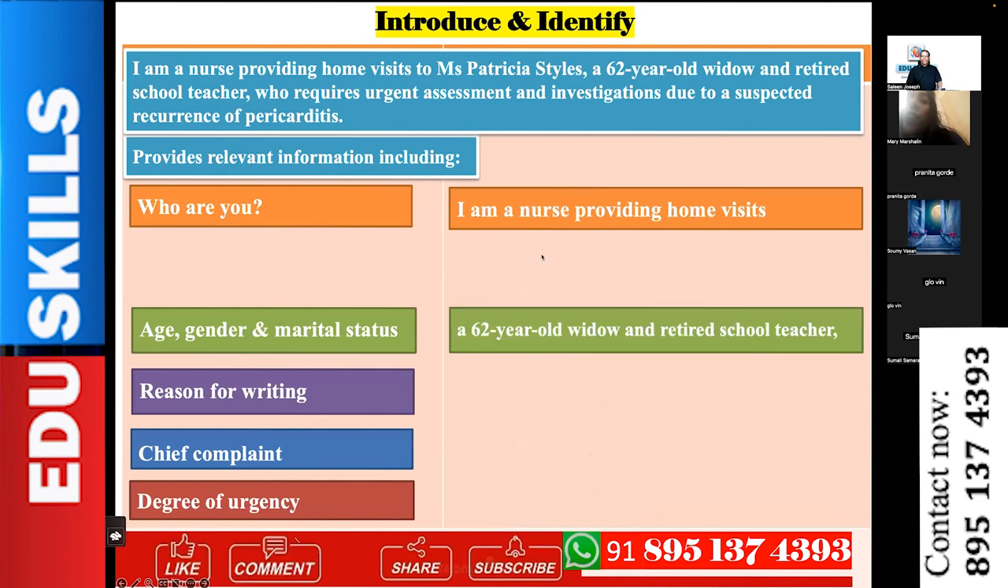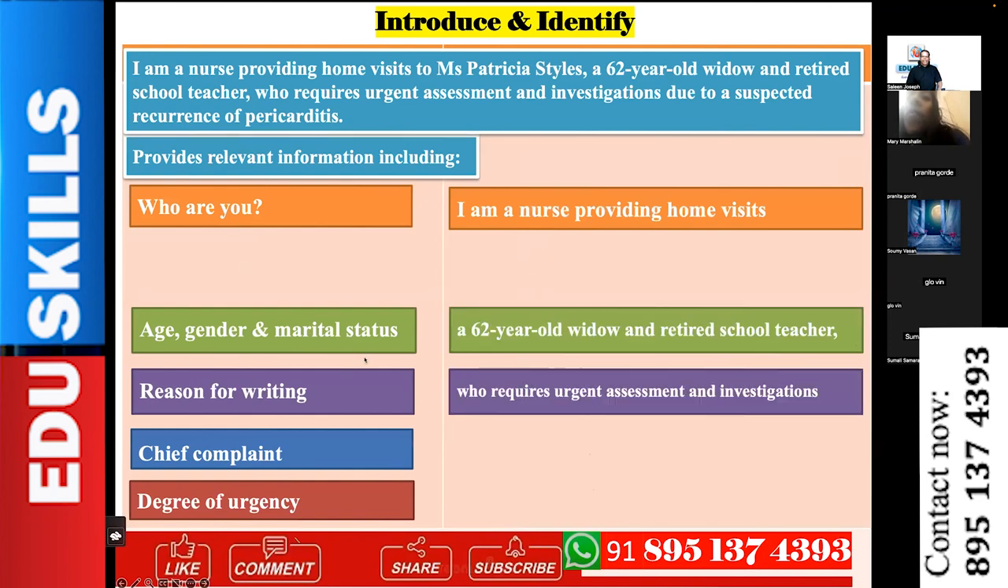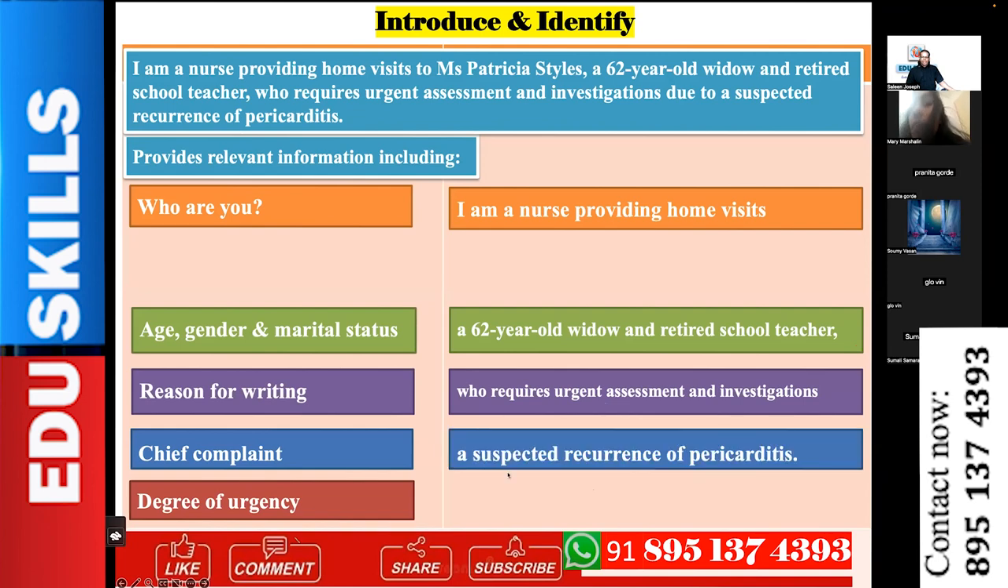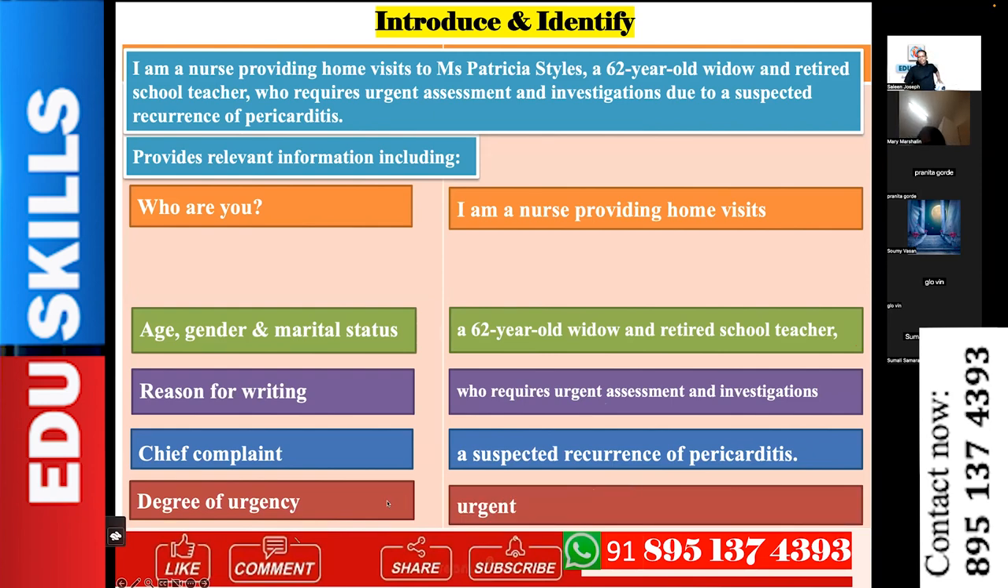Who are you? I am a nurse providing home visits. Gender of the patient: a 62-year-old widow and retired school teacher. Reason for writing: she requires urgent assessment and investigations. Chief complaint: a suspected recurrence of pericarditis. And degree of urgency: we have mentioned urgent assessment and investigation is required. At least these four aspects must be there in your introduction. Then definitely, if you have those four things, you will be able to score 3 out of 3.